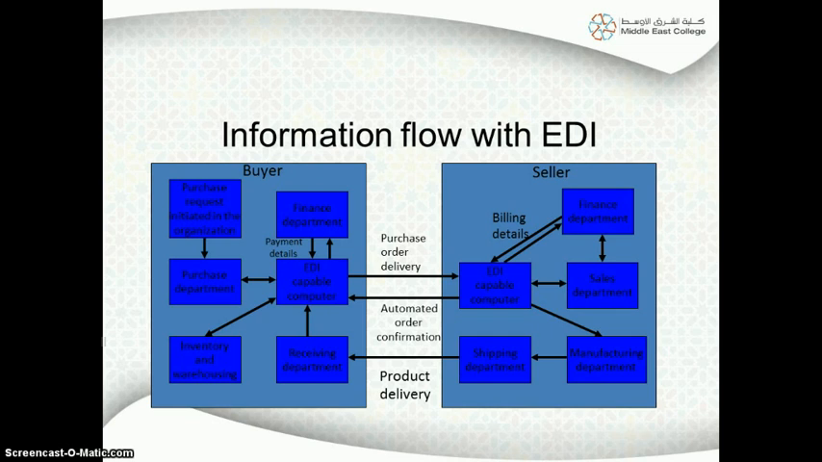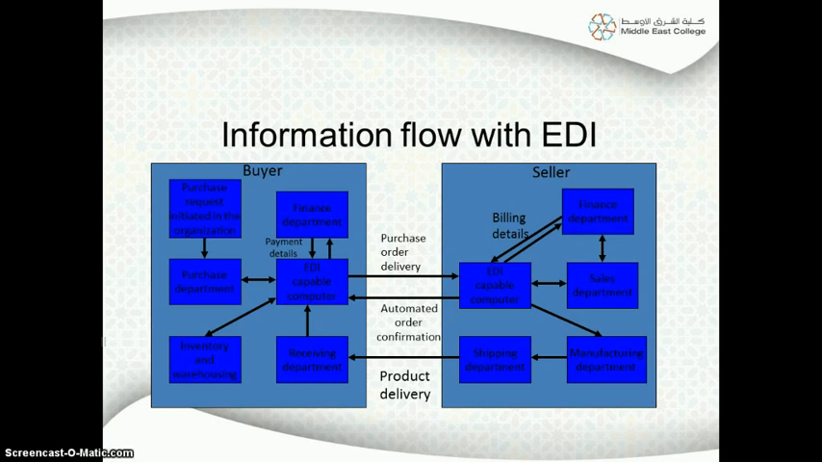Step 1, buyer's computer sends purchase order to seller's computer. Step 2, seller's computer sends purchase order confirmation to the buyer's computer. Step 3, seller computer sends booking request to transport company's computer. Step 4, transport company's computer sends booking confirmation to seller's computer. Step 5, seller's computer sends advance ship notice to buyer's computer.